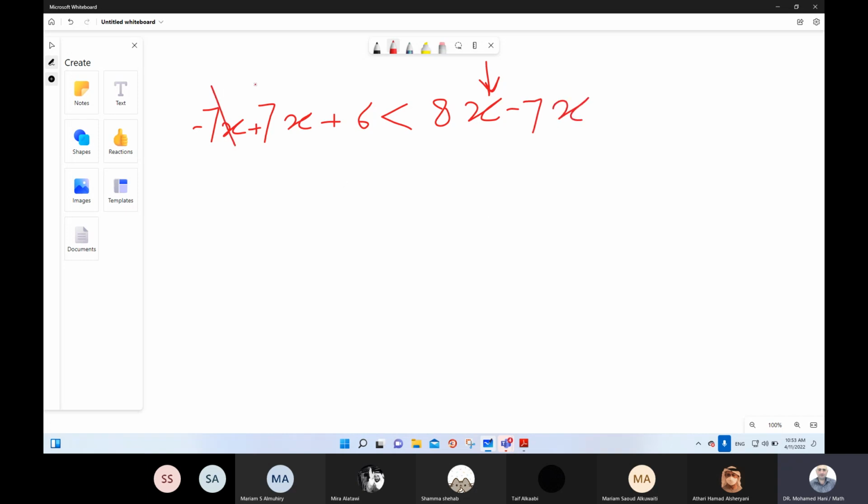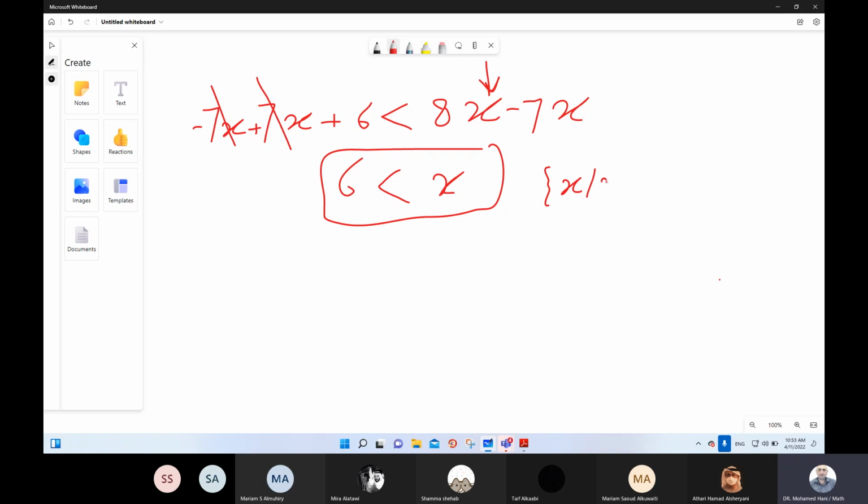So negative 7x and 7x will be 0. It means here 6, and here we have the same sign. 8x minus 7x will be x. So x greater than 6. So we can now write the set of solution: x such that x greater than 6.